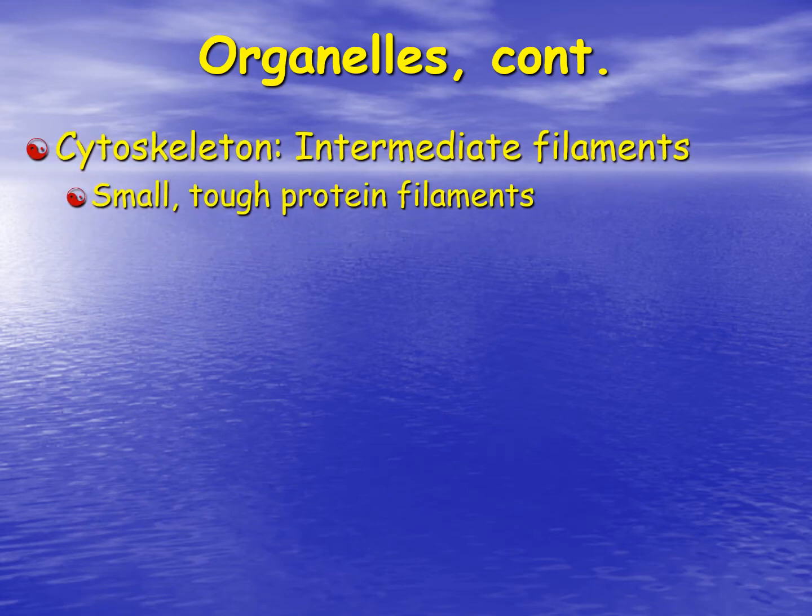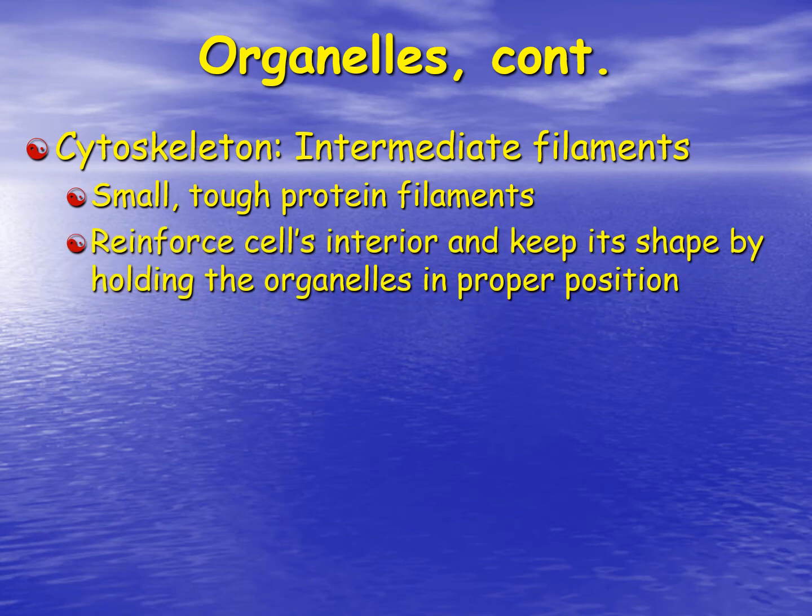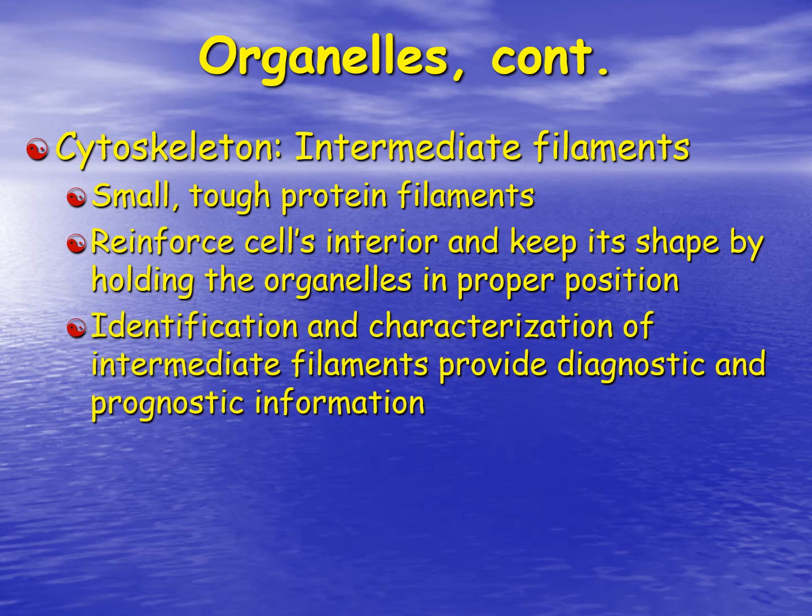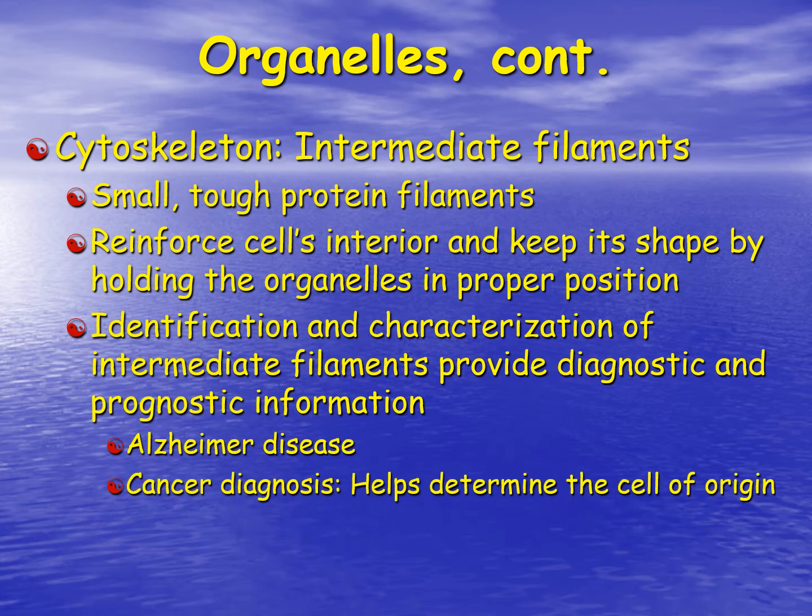The intermediate filaments typically tend to be very small but tough protein filaments that reinforce the cell's interior and keep its shape by holding the organelles in proper position. Identification and characterization of the intermediate filaments provides oftentimes diagnostic and prognostic information, such as with Alzheimer's disease or cancer diagnosis. The intermediate filaments may actually help us determine the cell of origin of a cancer.